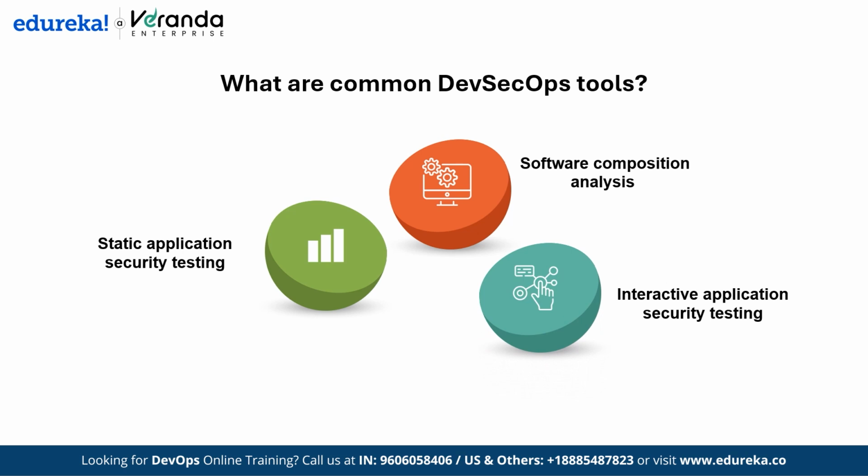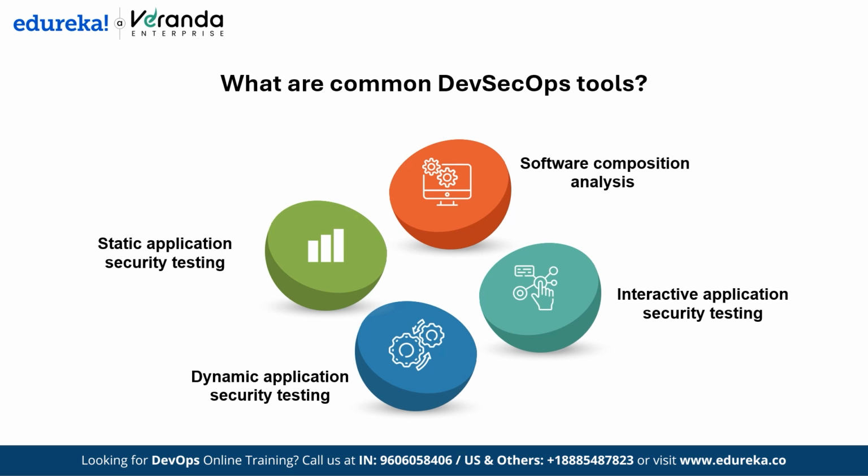Next is interactive application security testing. DevSecOps teams use IAST tools, that is interactive application security testing, to evaluate an application's potential vulnerabilities in the production environment. IAST consists of special security monitors that run from within the application. Last is dynamic application security testing. DAST tools, that is dynamic application security testing, mimic hackers by testing the application security from outside the network.